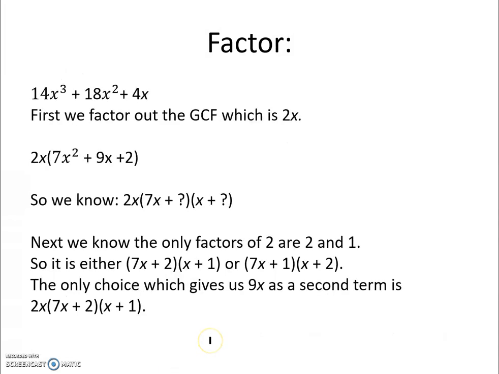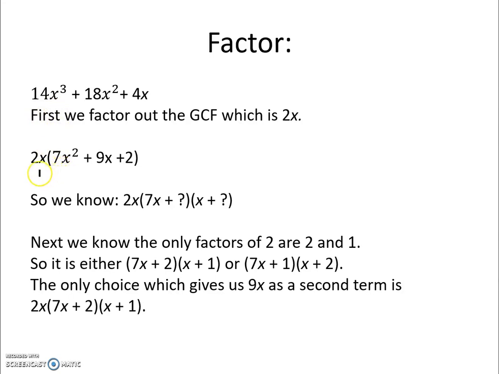Our next example is 14x cubed plus 18x squared plus 4x. First, we factor out the greatest common factor, which in this case is 2x. If we take 2x away from that 14x cubed, we get 7x squared, and we can do a quick check: 2x times 7x squared is our 14x cubed.